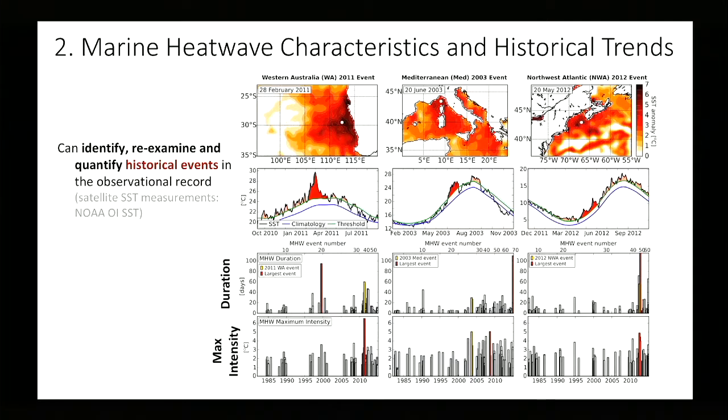So here you can see three of the ones that I talked about. Here's the Western Australia one, here's the Mediterranean Sea event, here's the North West Atlantic one. Over the periods when those events happened, at a particular point, and you can choose any point on your map, that time history shows the marine heat wave events and characterises over time things like their duration, their maximum intensity, their frequency, and so on. That's the way that we approach it, and that's why daily SST data from satellite is so useful for that.